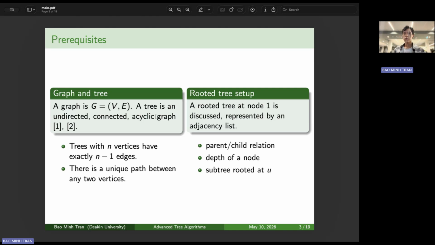Throughout the tutorial, we're also mostly working with a rooted tree. So we assume that a tree is rooted at node 1. The nodes are indexed from 1 to n for a tree with n vertices. However, in the centroid decomposition topic, we're not working with a rooted tree. You'll see why when we get there.